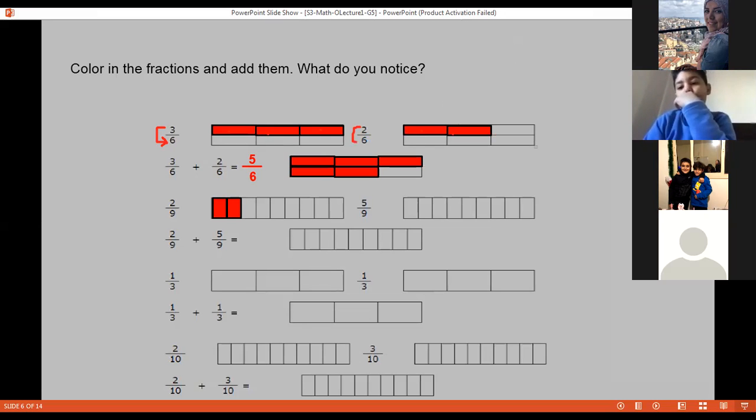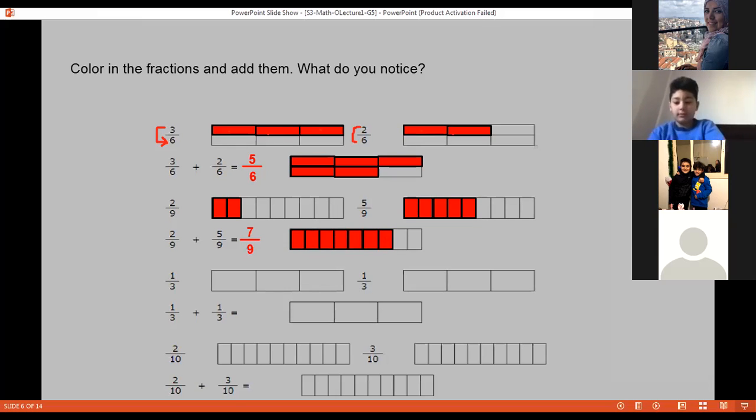2/9. So I'm going to color two boxes out of 9. 5/9, we also need to color 5 boxes out of 9. If I want to join them together, that means I have to color the first 2, then color the 5. Then what do I get?